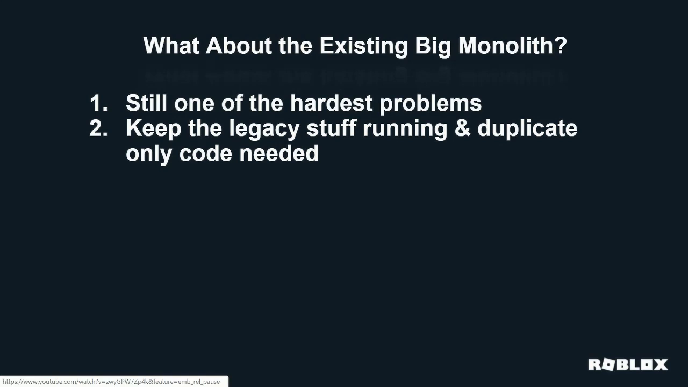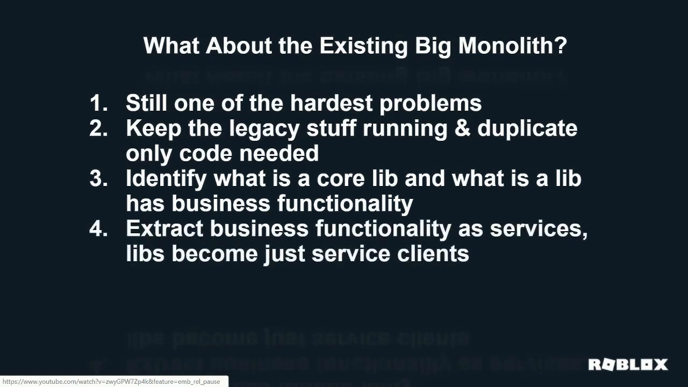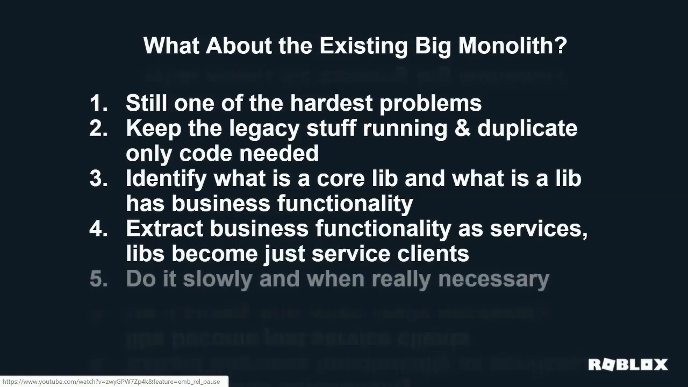But there are some ideas around this. How we can do it is, well, we can say, okay, keep legacy stuff running, and just duplicate the code that's needed. So basically extract sub-branches from this big dependency tree, and you should be good. The other way to look at this kind of problem is, well, identify what is a core library, like access to data, logging, whatever, and then what is a library that has business functionality that we implemented before. And then extract that business functionality as a service, and this basically just replaces the library with clients, and you are in a better shape.